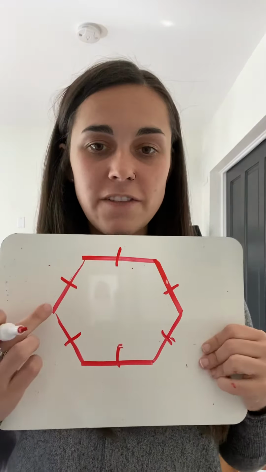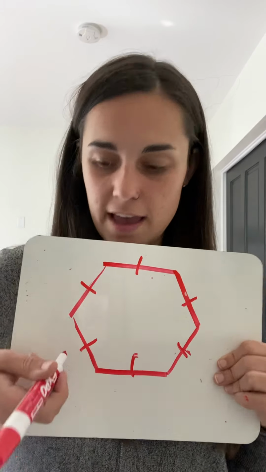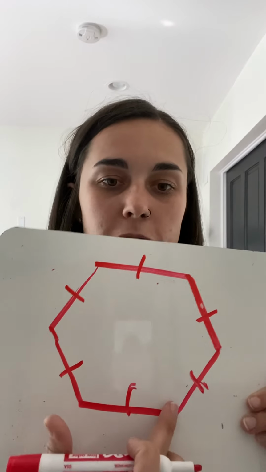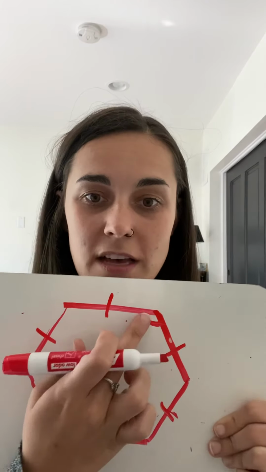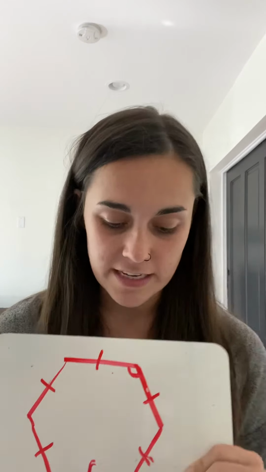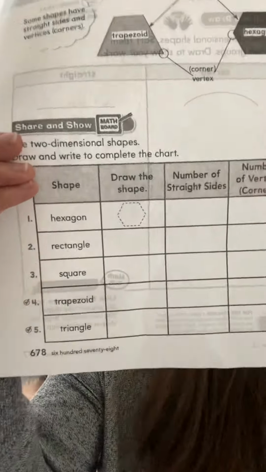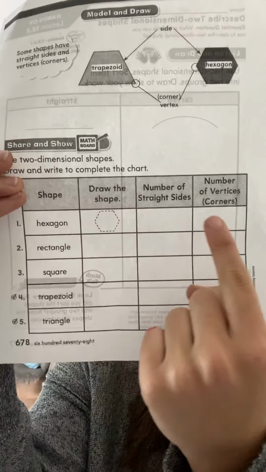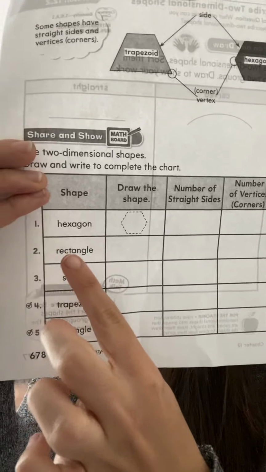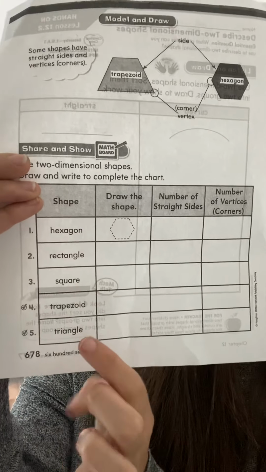And then let's count our vertices. That's where the edges meet, okay? So we've got 1, 2, 3, 4, 5, 6. Now our vertices are where we make little baby corners, right? Kind of like an angle. So I could do that in all of my different vertices. So on this paper that you finished yesterday, you needed to draw that hexagon. You needed to tell me that it had 6 sides and 6 vertices. And then you need to do the same thing for a rectangle, square, trapezoid, and triangle.